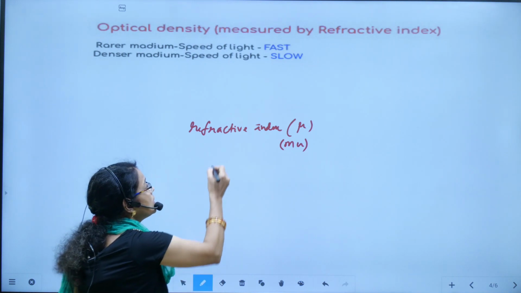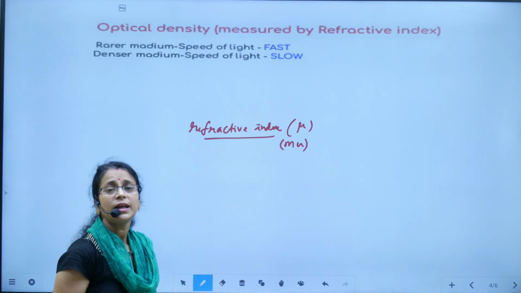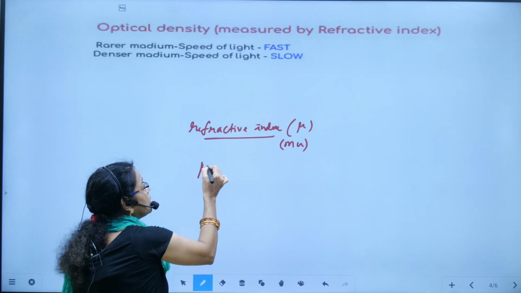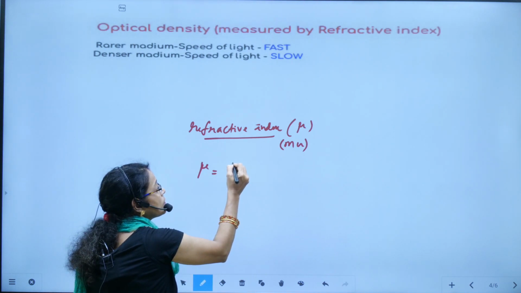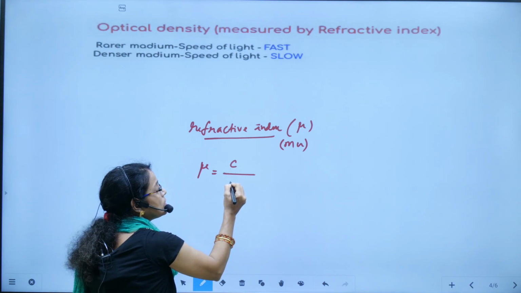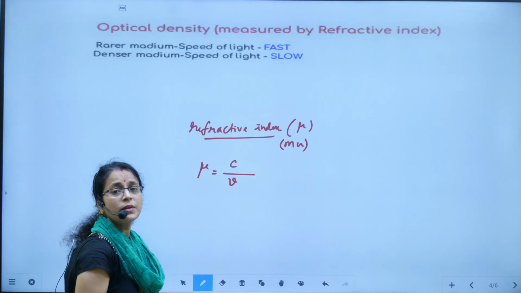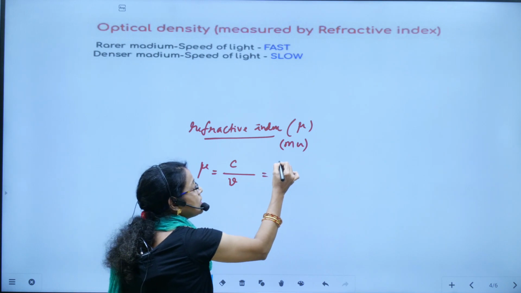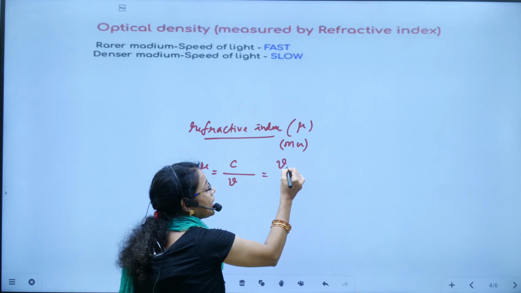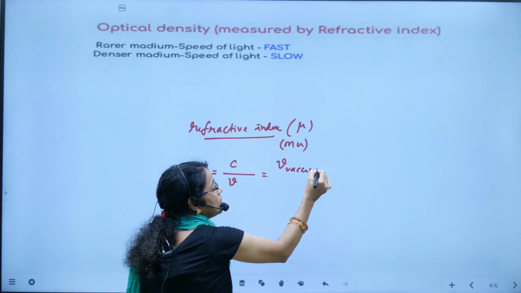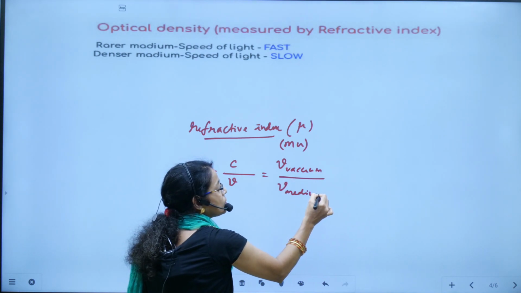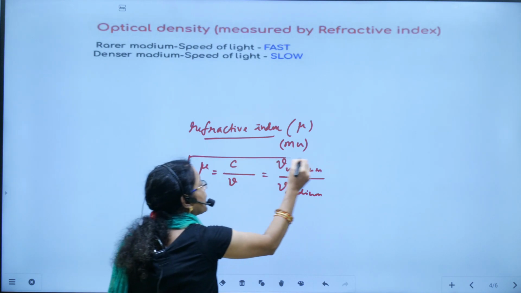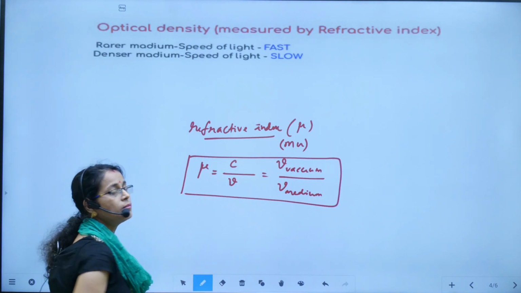So now what is it? We can define the refractive index as the ratio of the speed of light in vacuum, that is C, to the speed of light in any medium. Clear? Or we can write this as the speed of light in vacuum to the speed of light in any medium. Okay? So this is known as the absolute refractive index of any medium.